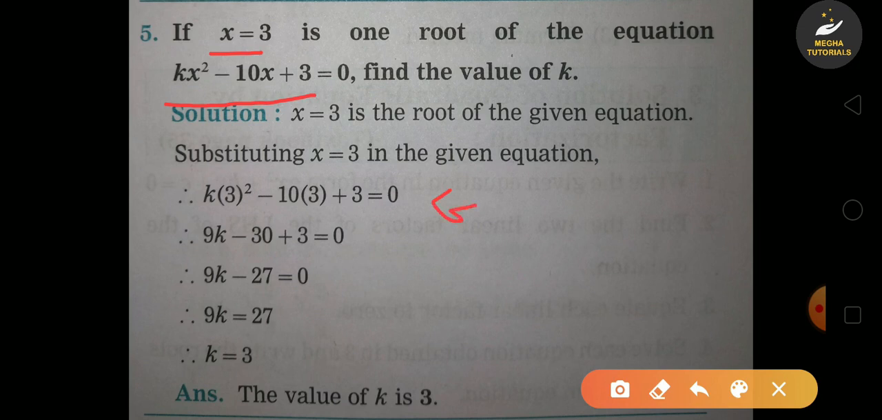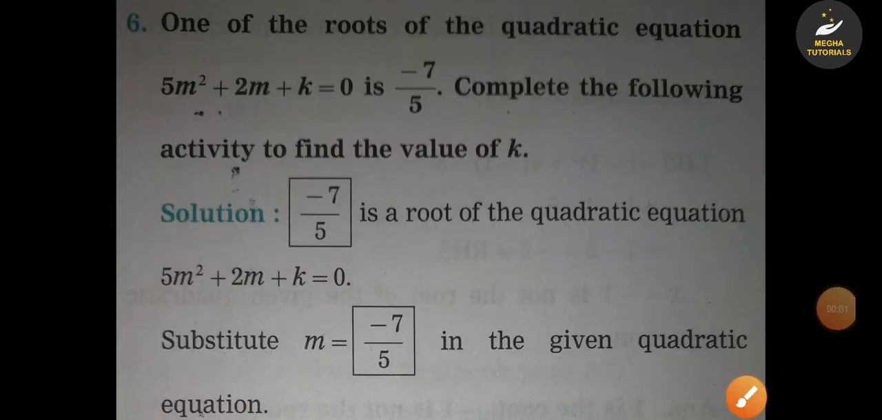So 3 square is 9, so k into 9 is 9k. 10 into 3 is minus 30 plus 3 is equal to 0. Minus 30 plus 3 is coming minus 27. So 9k minus 27 is equal to 0. So in the next step 9k is equal to 27 and k is equal to 27 upon 9. So 27 upon 9 is 3. Therefore k is equal to 3. This is final answer.